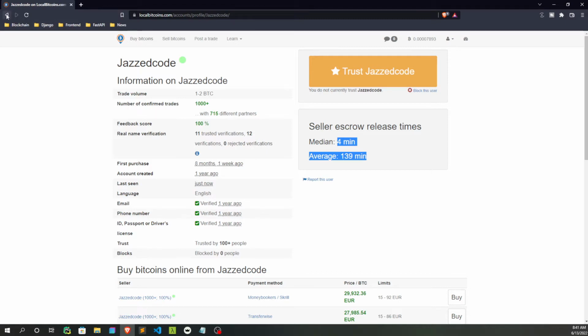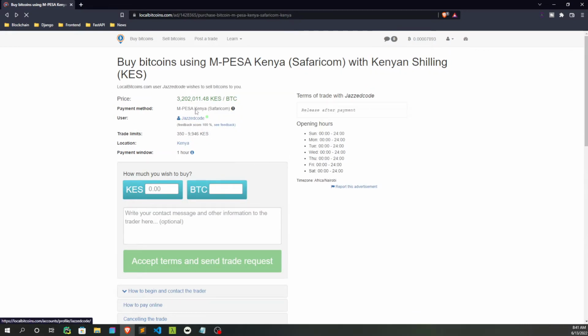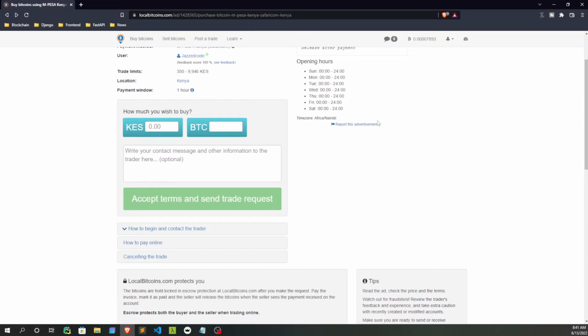So we go back and we're going to buy from just code. What are the terms of trade? They are going to release after payment. That's okay.